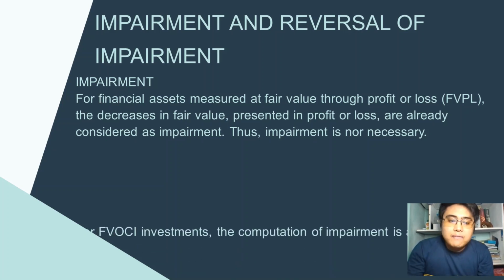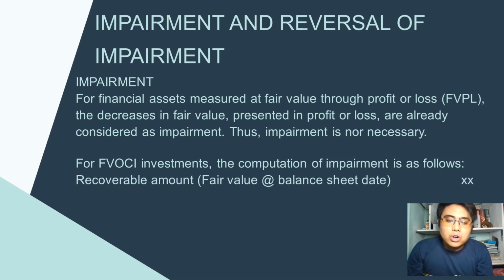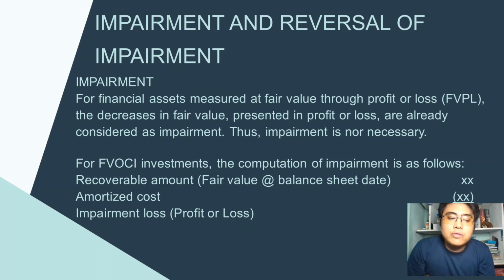Okay, and for FVOCI investment, the computation of impairment is as follows. Kapareho lang din siya ng normal na impairment computation mo, which is impairment loss is the difference between the recoverable amount and the carrying amount. Yun nga lang, ang gagamitin natin carrying amount for FVOCI investment is again amortized cost. The difference is known as impairment loss presented in profit or loss.